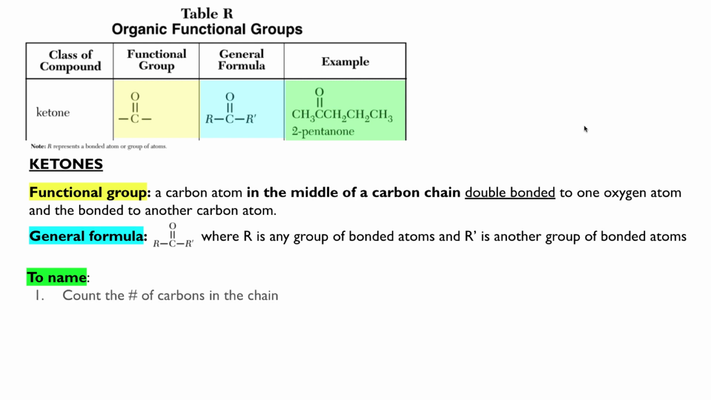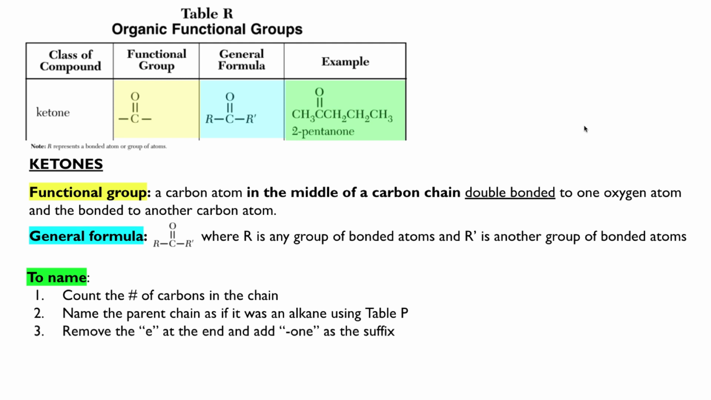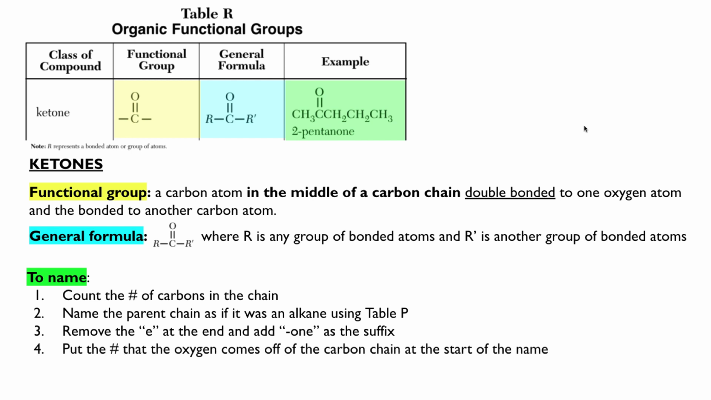To name ketones, I'm going to count the number of carbons in each chain and name it as if it was an alkane, just like when I was naming an aldehyde. This time, I will remove the E at the end and add one as the suffix, O-N-E. And I will put the number that the oxygen comes off the carbon chain at the start of the name. The one at the end tells me that I have a ketone here.